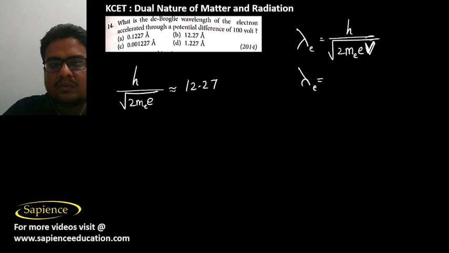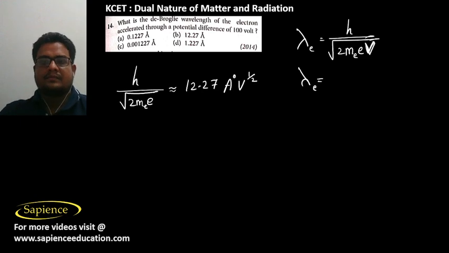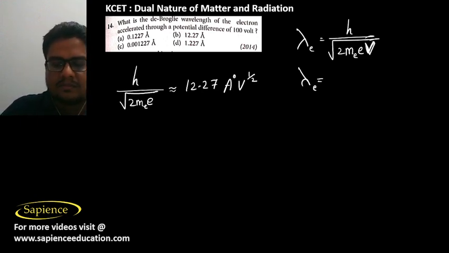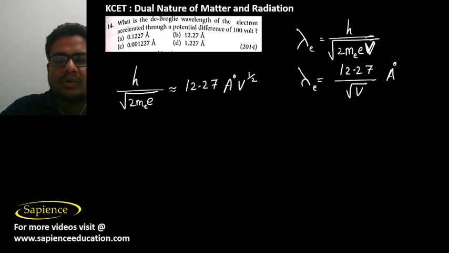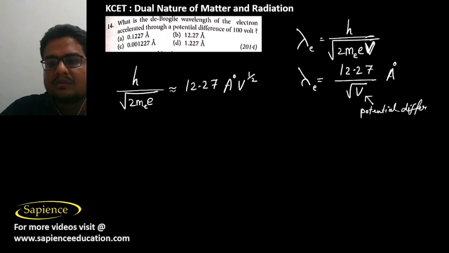So this value, h by square root of 2 times mass of electron times the charge of the electron, is approximately equal to 12.27 angstrom into square root of volts. So I can write it as 12.27 divided by root V angstrom, where V is the potential difference in volts through which the electron has been accelerated.